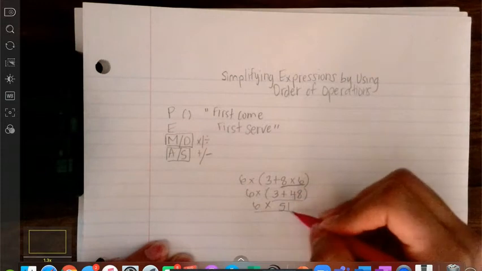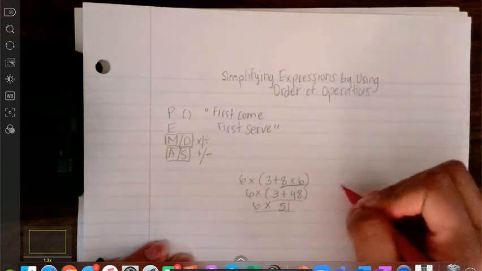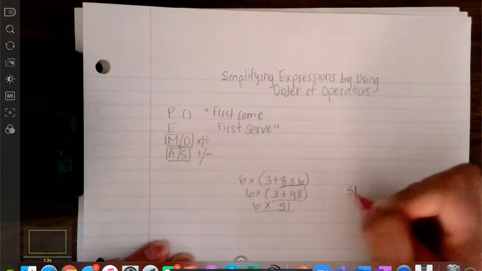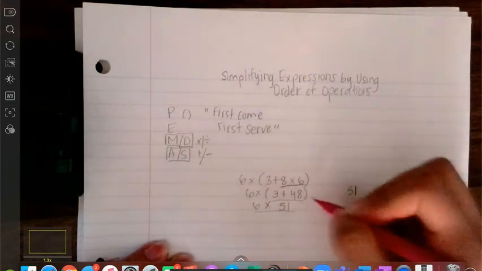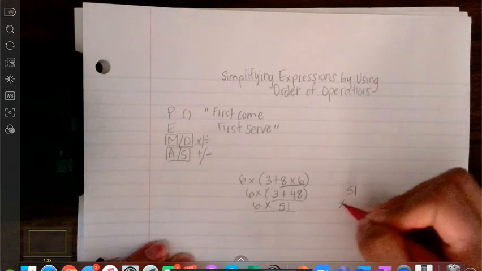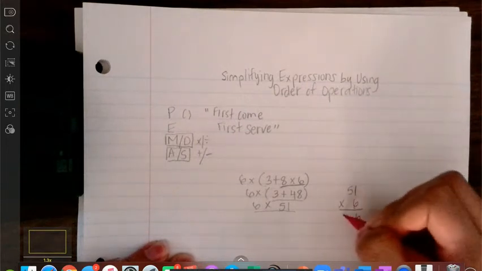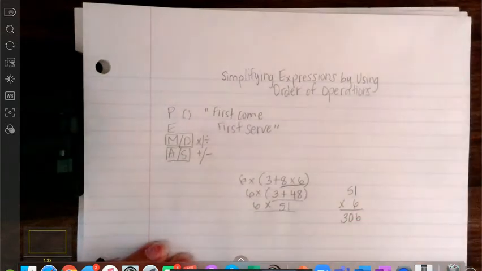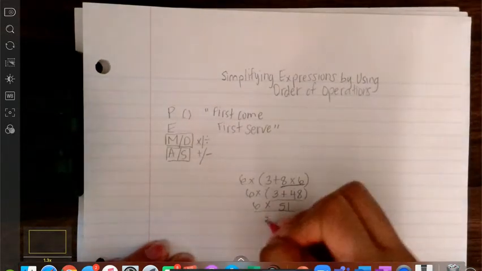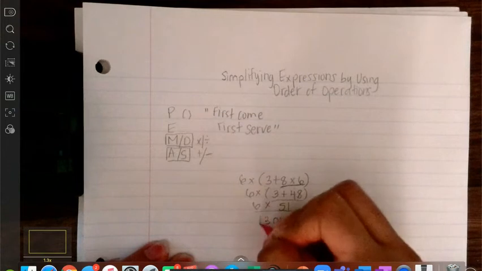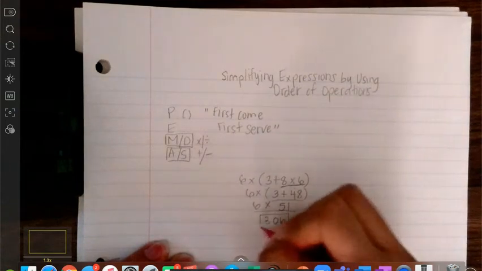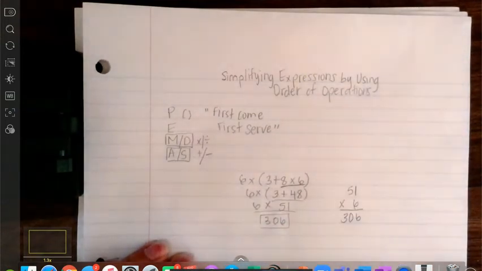And if you can't do this in your heads, which I can't either, that's okay. You can solve on the side, away from your upside down triangle. We don't want to get confused. 51 times 6 is 306. Going to write 306, and I'm going to box it because I know that's my answer.